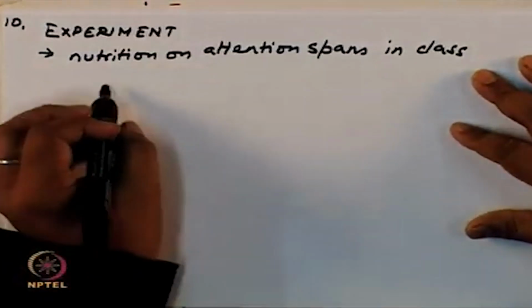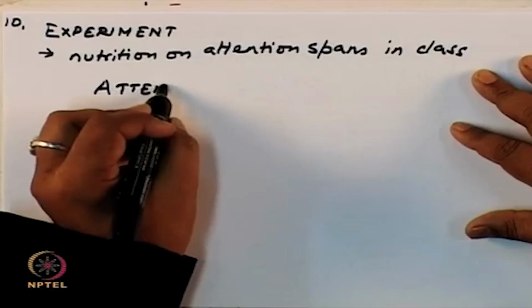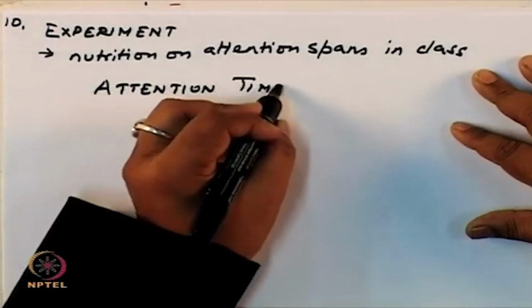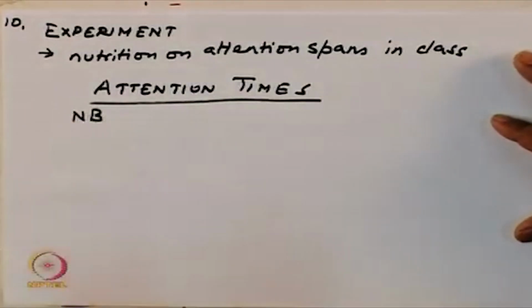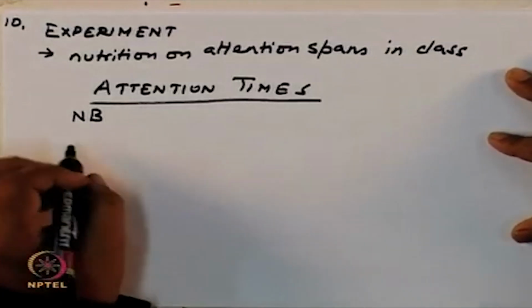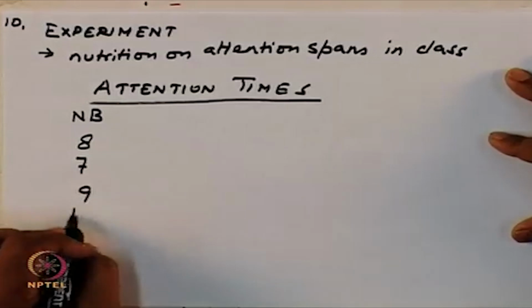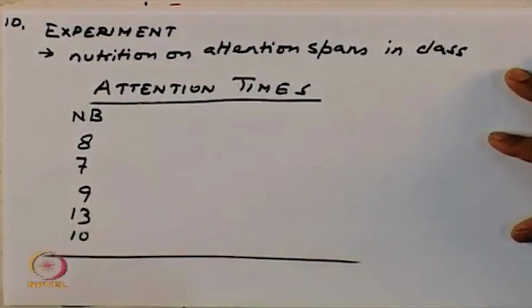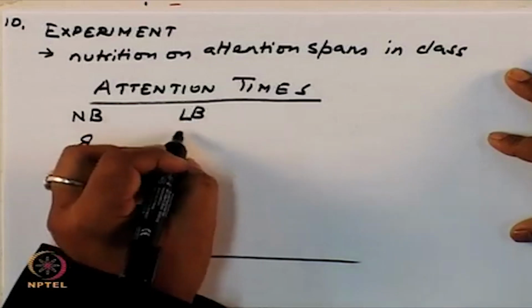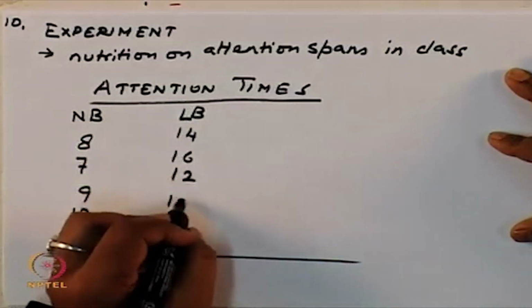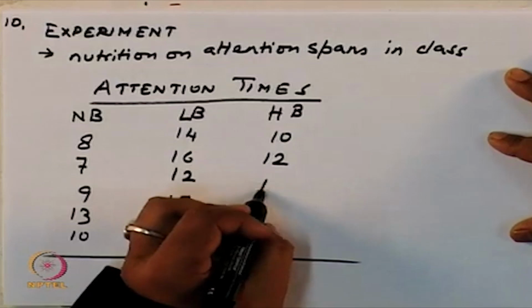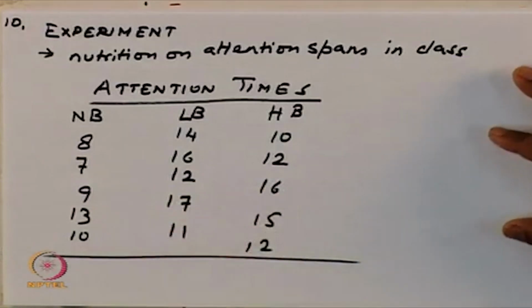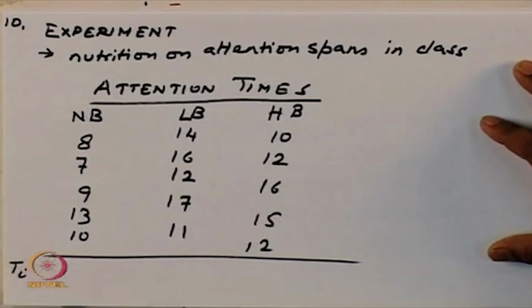So, I have a plot of attention times, and I have 3 categories, let us say 3 treatments. Students who did not have any breakfast, so no breakfast, the values are here; who had light breakfast; and who had heavy breakfast. For each of these cases I can calculate T i, which is the total of sample i.